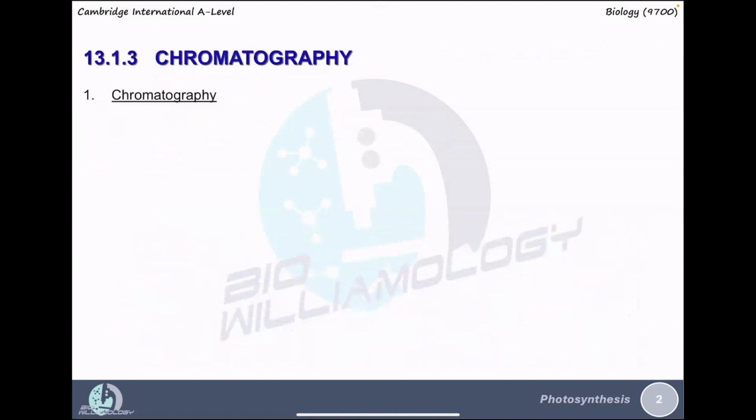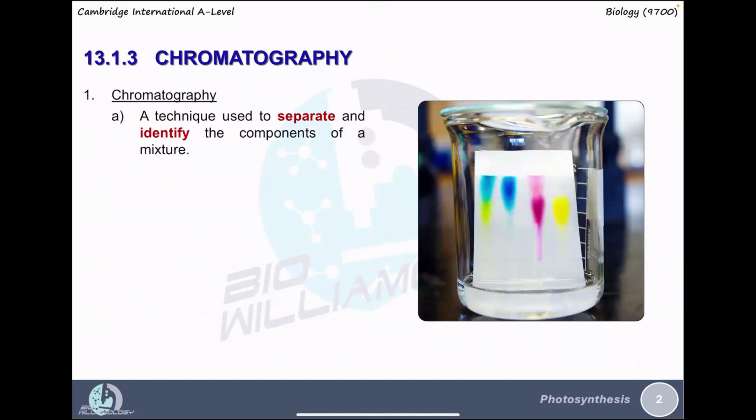Chromatography is a technique used to separate and identify the components of a mixture. In this diagram, you can see that we can use chromatography to separate different pigments or different solutes. You can see that the red, blue, and green pigments can be separated into green and yellow pigments. Initially, they are in a mixture form.